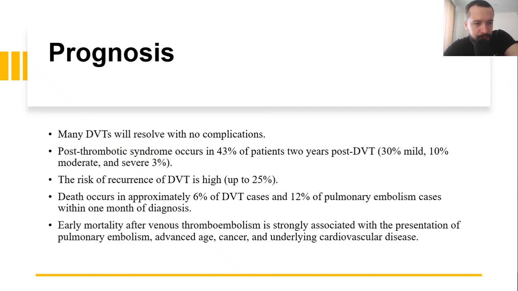Prognosis. Post-thrombotic syndrome occurs in 43% of patients 2 years post-DVT: 30% mild, 10% moderate, and severe 3%. The risk of recurrence of DVT is high, up to 25%. Death occurs in approximately 6% of DVT cases and 12% of pulmonary embolism cases within 1 month of diagnosis. Early mortality after venous thromboembolism is strongly associated with the presentation of pulmonary embolism, advanced stage cancer, and underlying cardiovascular disease.